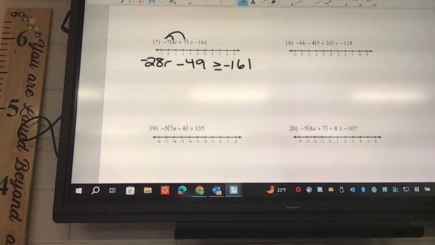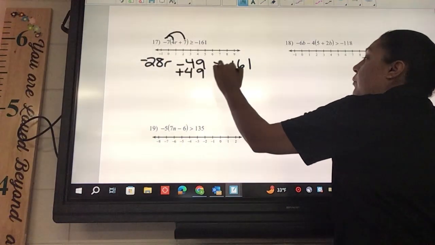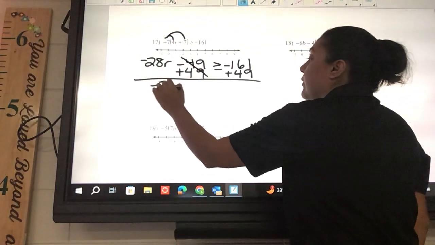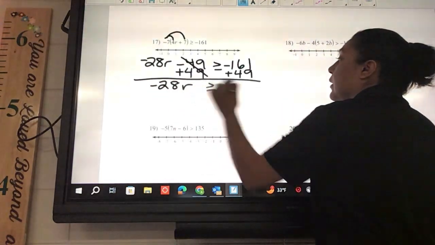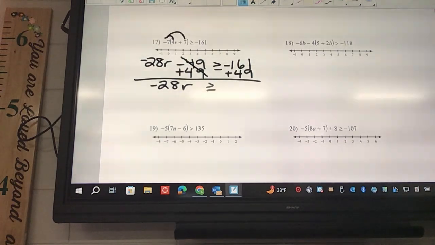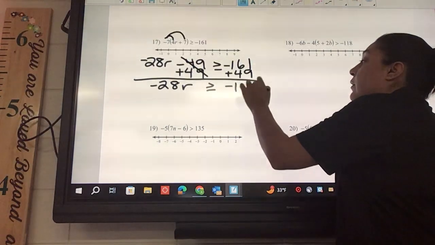Hey, who's the third wheel there? Who needs to move first? The 49. So we're going to say plus 49. So I got negative 28R. What is negative 161 plus 49? Negative 112? Okay.